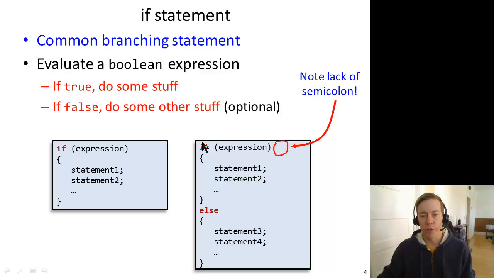Besides just if, you can also have an else. To read this one, if this is true, then we do statement 1 and statement 2. But if this expression was false, then we go and do statement 3 or 4. We either do 1 or 2, or we do 3 or 4. We can never do both of them in this particular setup.